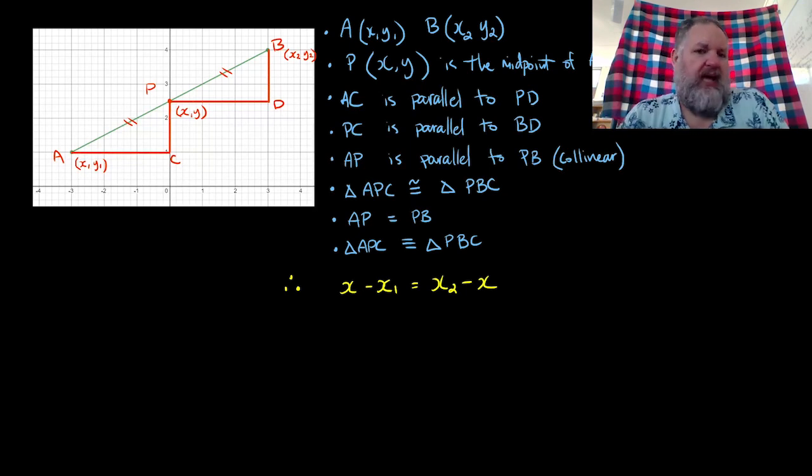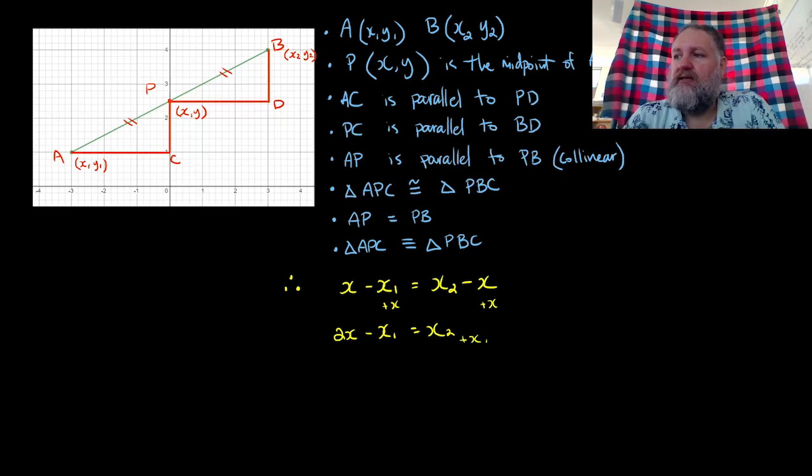Okay, so I'm going to try and shift things around. I'm going to try and get this x to be by itself. So I'm going to add that x to both sides, which is what I do right here, x to both sides. And I will end up with 2x minus x1. I'm then going to add x1 to both sides. Very good. So I'm going to end up with 2x is equal to x2 plus x1.